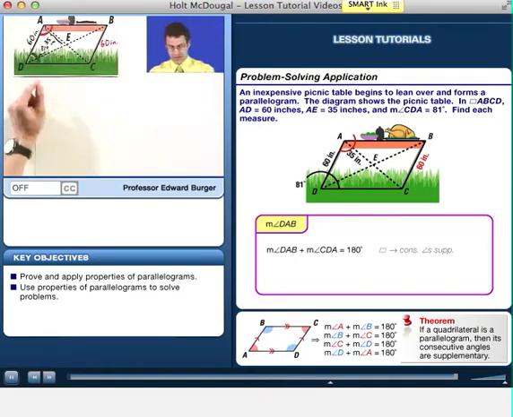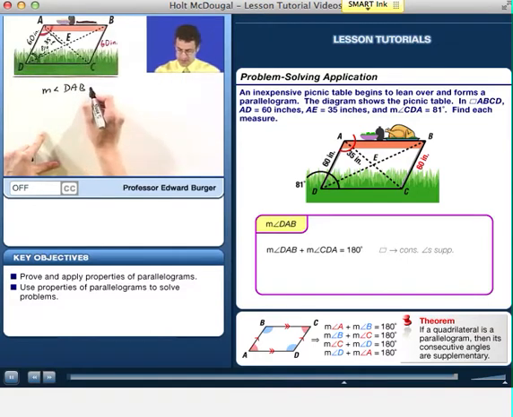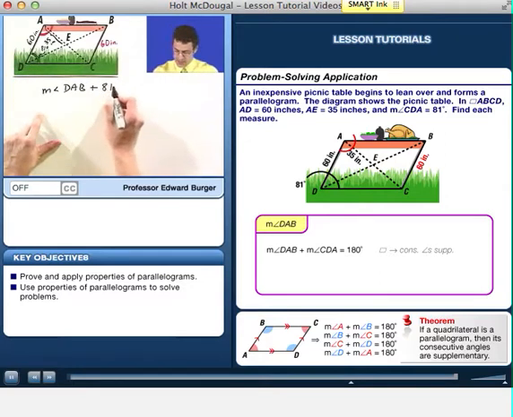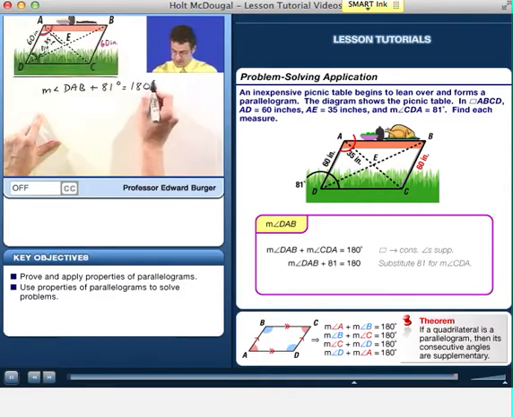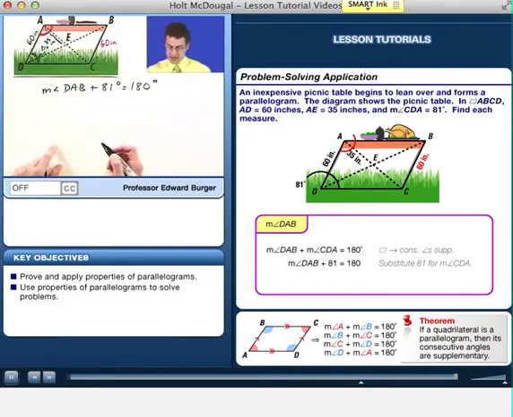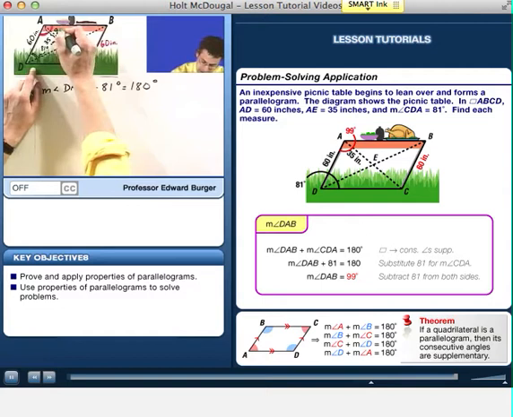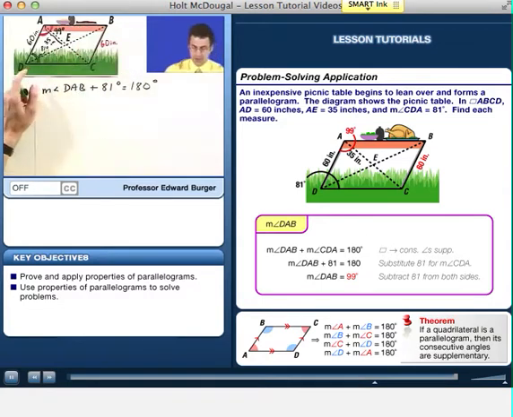So the measure of angle DAB is going to be something such that when I add 81 degrees, I get 180 degrees, because the measures of these two angles equal 180. Now if I subtract 81 degrees from both sides, I see that the measure of the angle is going to be 99 degrees. Which happened to be the temperature outside that day at the picnic. So 99 degrees is that entire measure up there for that angle.